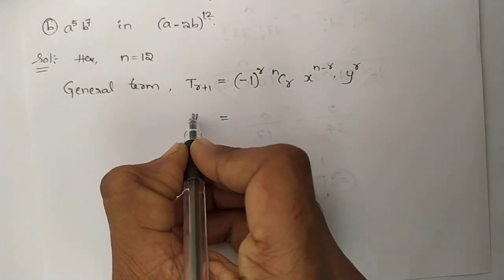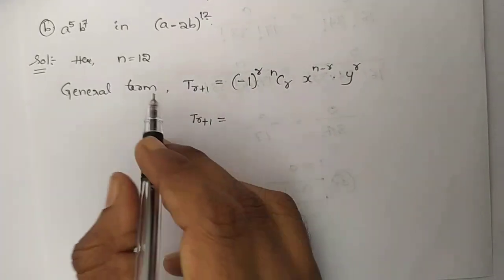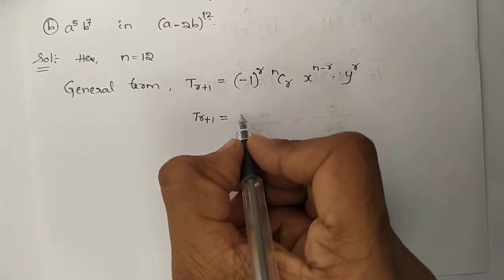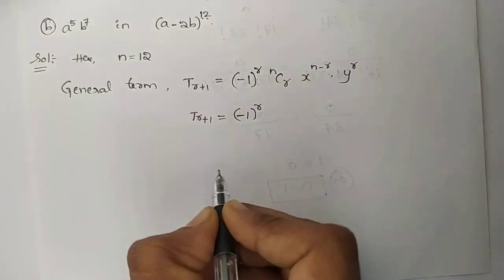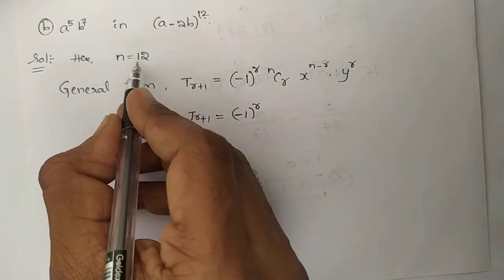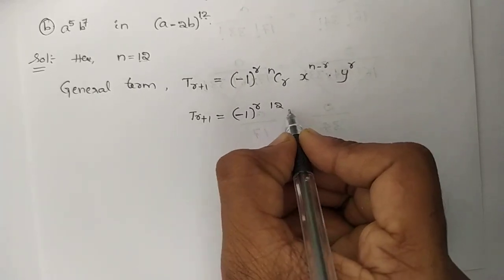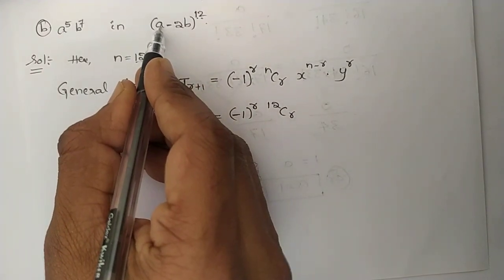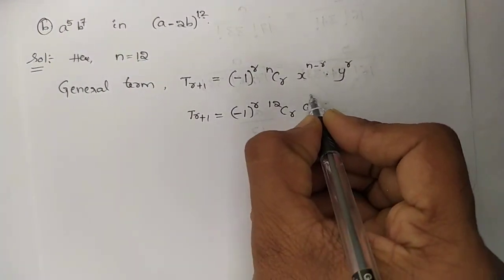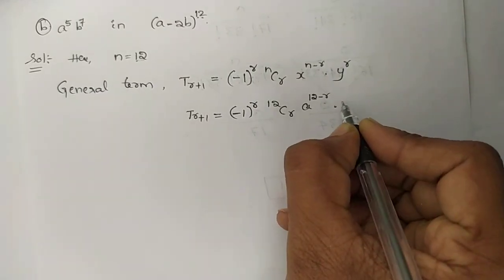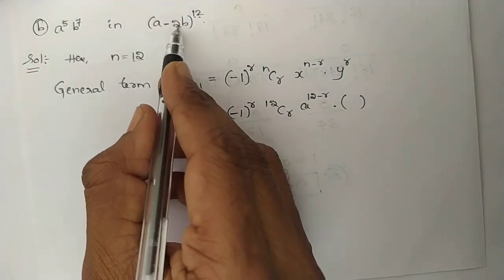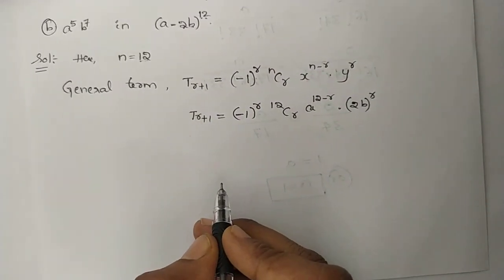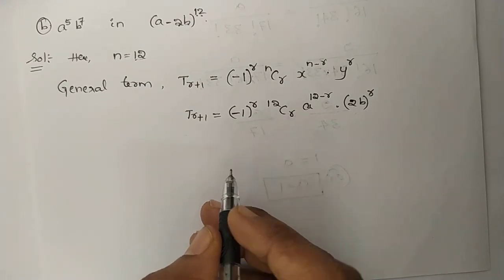Next, you just substitute n with 12. So minus 1 whole power r, you just keep it as it is. Next, nCr, in place of n we have 12, so 12Cr. In place of x what we have? a. So a power 12 minus r into y power r. In place of y what we have? 2b whole power r. It is the general term, right?